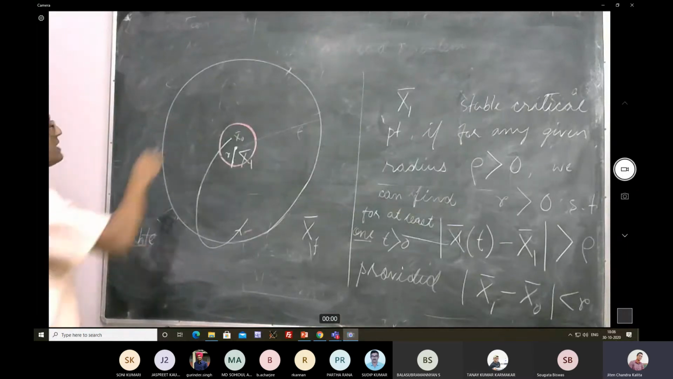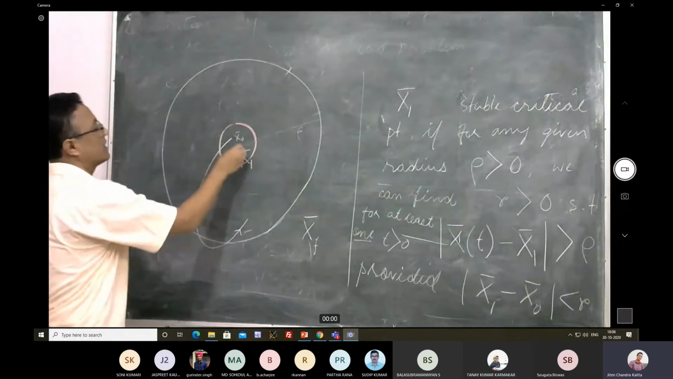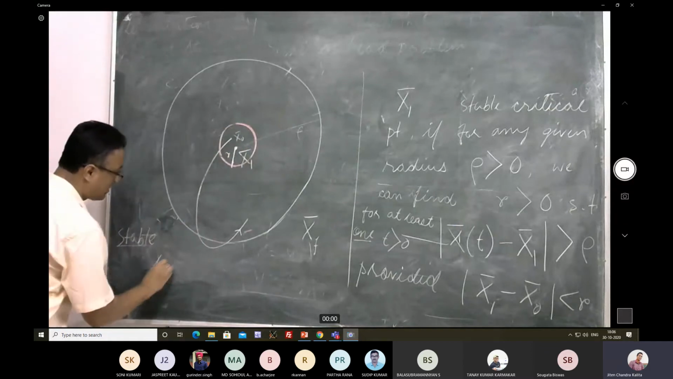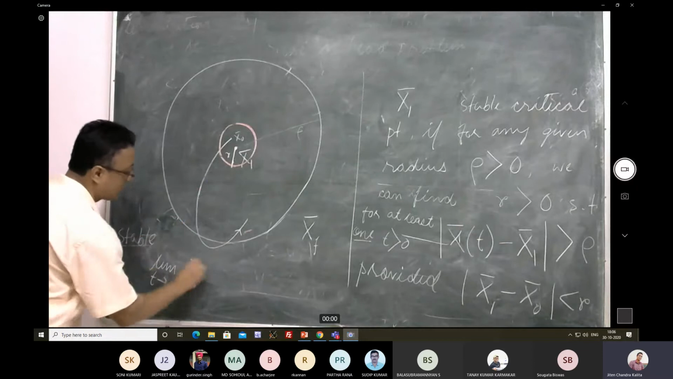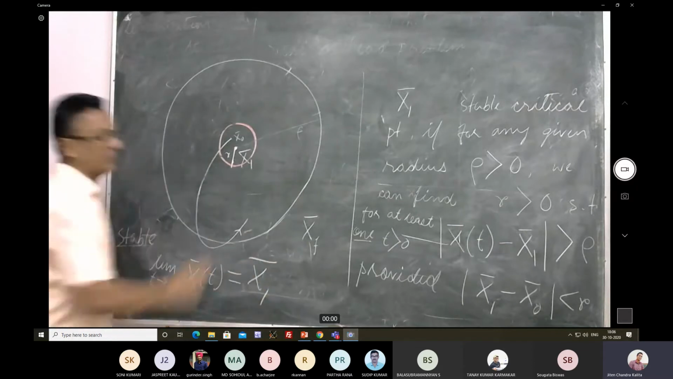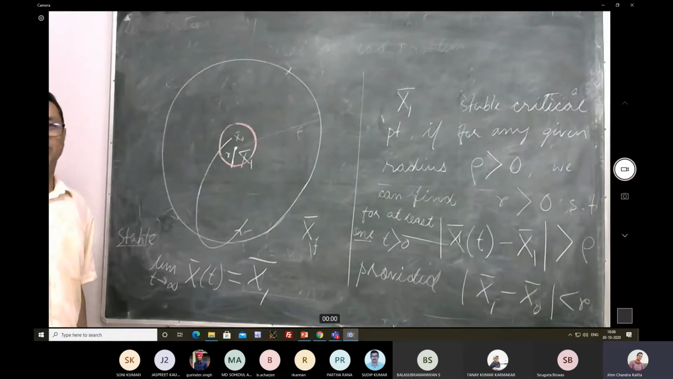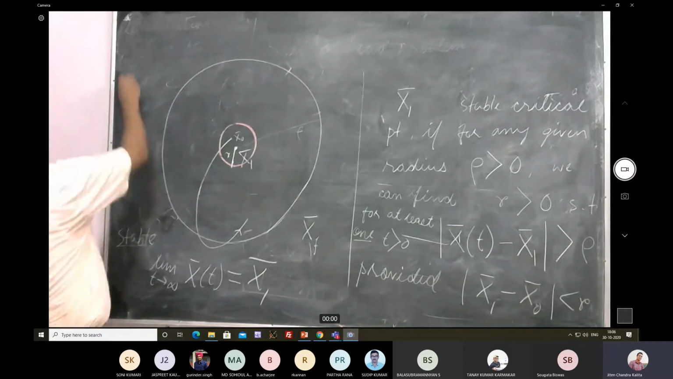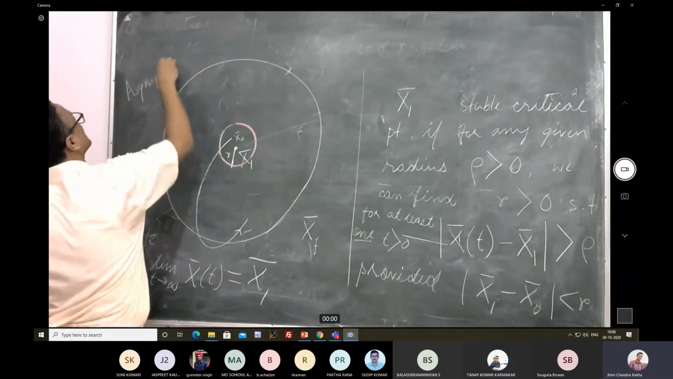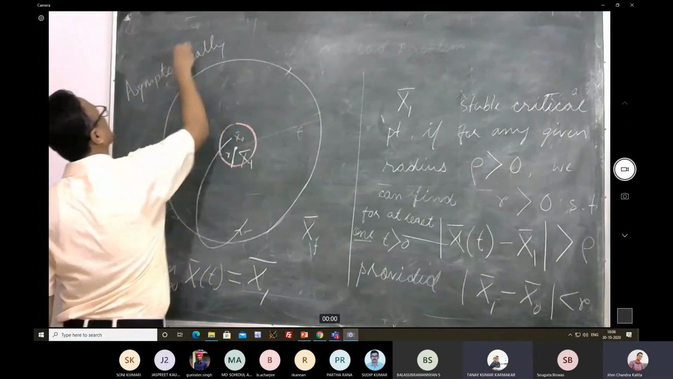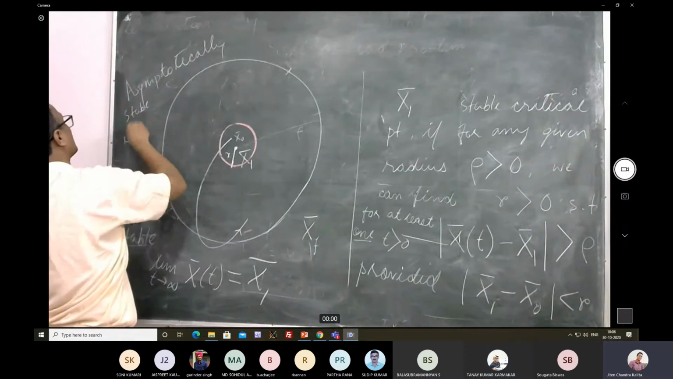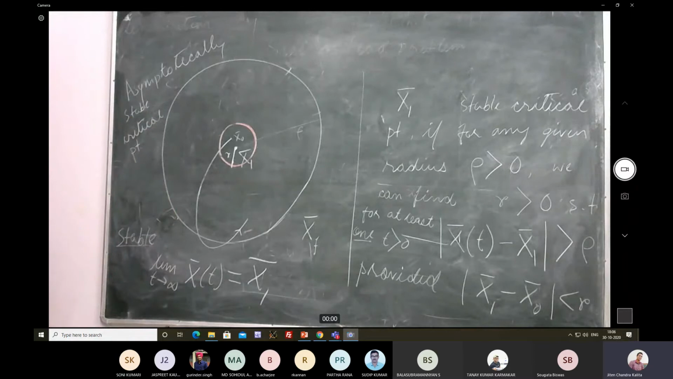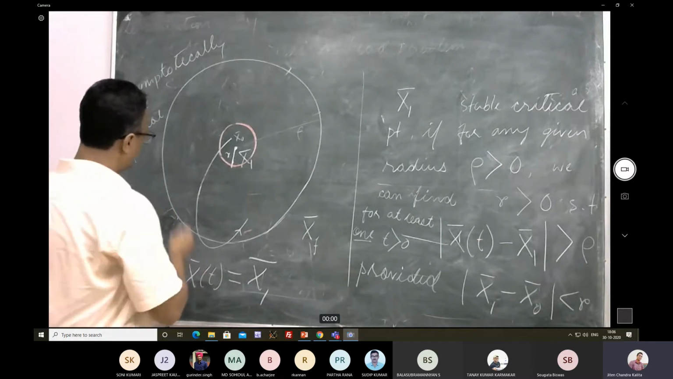stable means simply the whole trajectory is going to lie nearby this critical point, right? But it may so happen that the limit as t tends to infinity, this is x1, comes back to the critical point. Then we say that this critical point is an asymptotically stable critical point. Have you understood now?